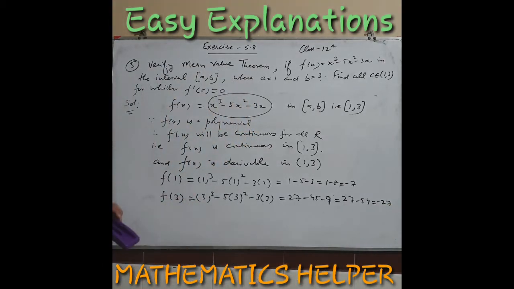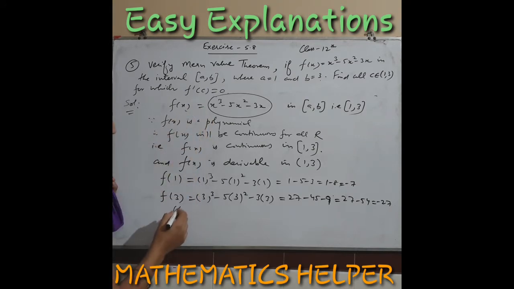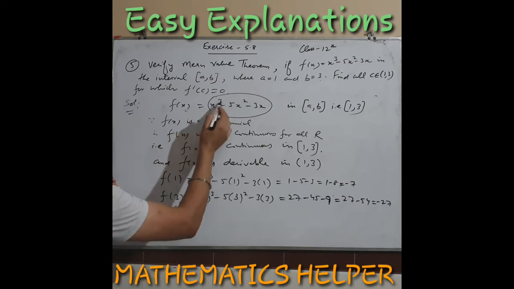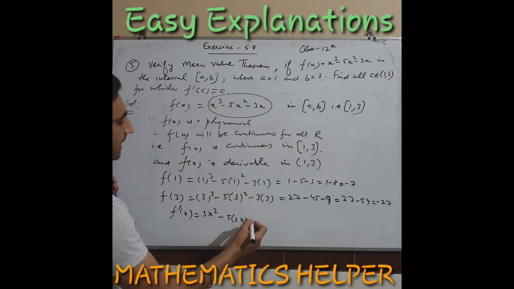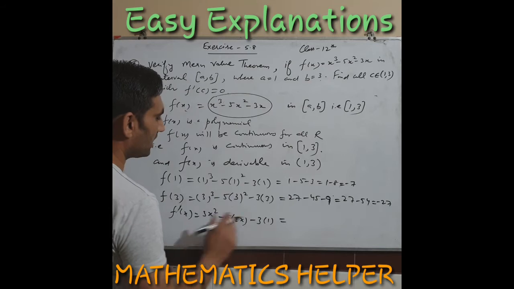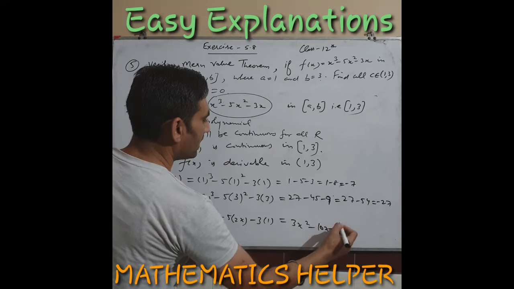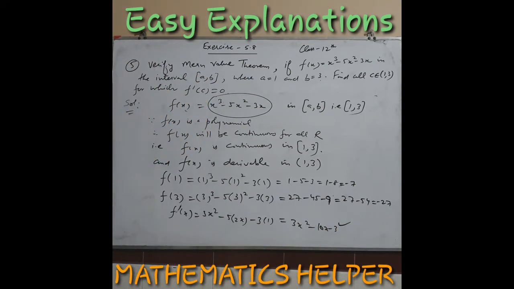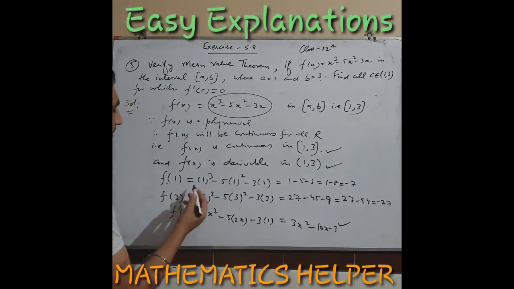Along with this you can mark the derivative of f(x) also, if you want, it is f dash x. What about the derivative of this? It is 3x square minus 5 into 2x, and minus 3x will have derivative 1. So you have 3x square minus 10x minus 3, again a quadratic polynomial. So we have these two conditions and we have these answers for f(1) and f(3).